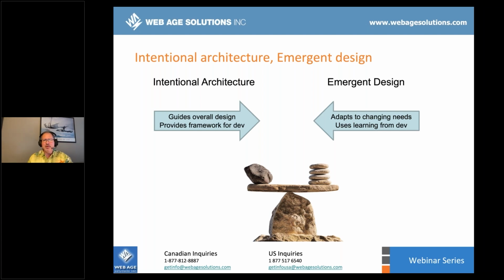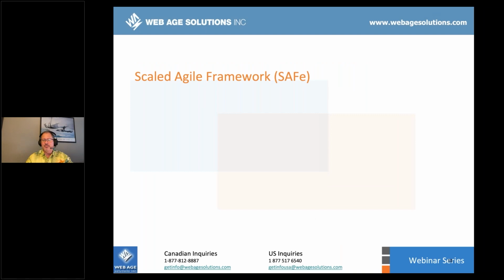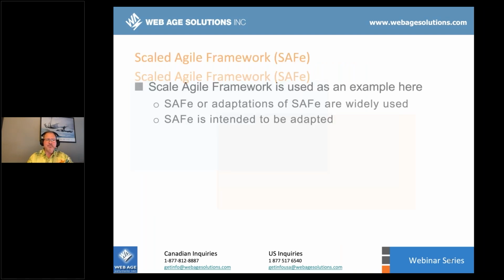Well, to be able to talk about that effectively, I need a little bit of a framework. So we're going to put this question aside a little bit and introduce the framework that we're going to be using in this discussion. And that's the Scaled Agile Framework. The Scaled Agile Framework is one of many frameworks for doing agile software development. We use it as an example here because it's really popular. It's very widely used, either Scaled Agile Framework or just SAFe, or an adaptation of SAFe.